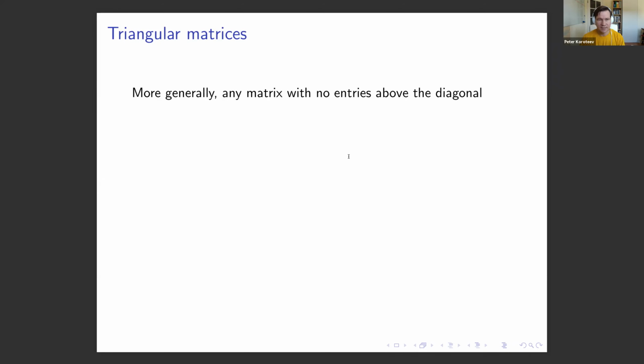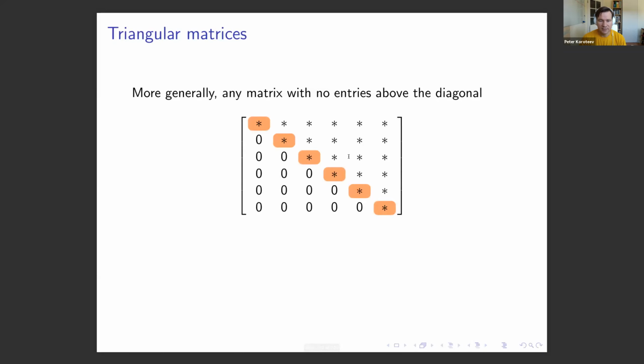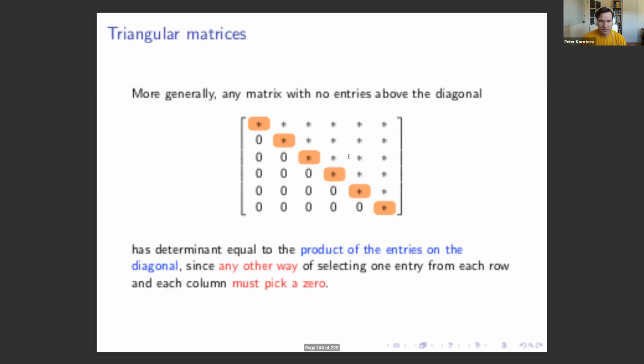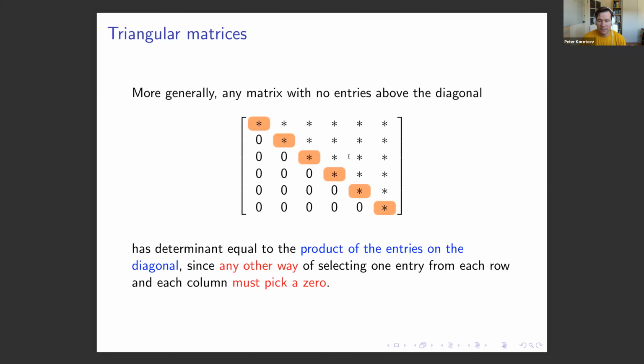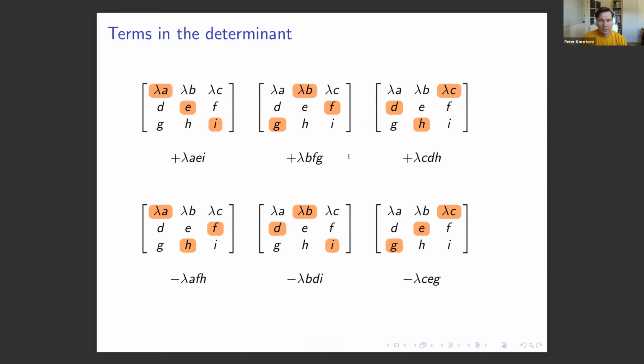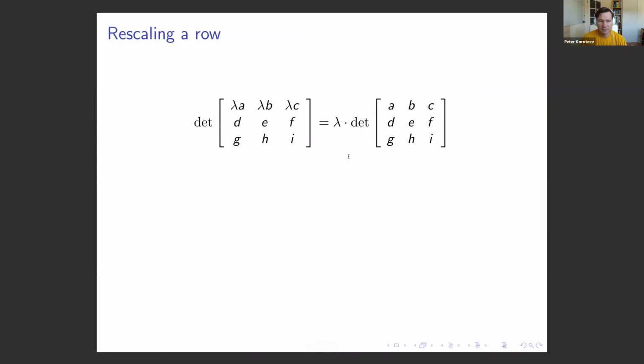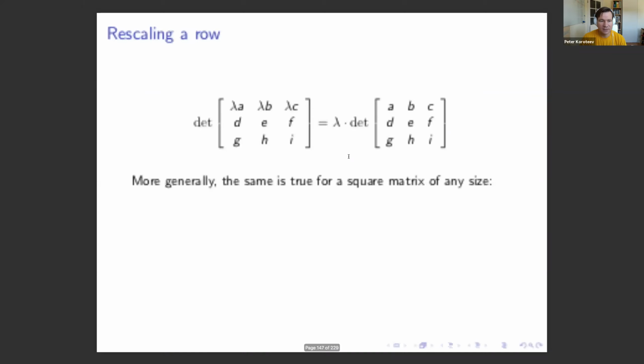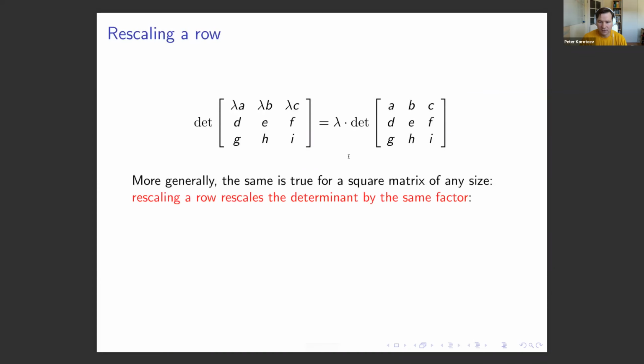So let's talk more about triangular matrices. Any matrix with no entries above the diagonal, like this, has a determinant equal to the product of the entries on the diagonal, as we saw in the previous example, since there is no other way of selecting one entry from each row and each column without picking a zero. Now, if we multiply the first row by lambda, we'll get this contribution, which means that lambda will factor out. I'm sorry, the slides were a bit switched off, but it's okay. So the determinant of this matrix is lambda times the determinant of that matrix. And yes, it's true for a square matrix of any size.